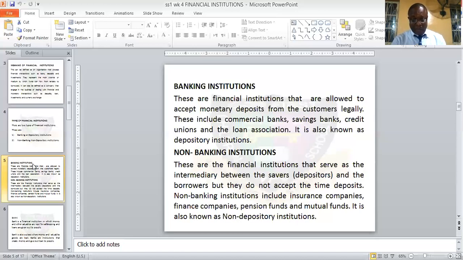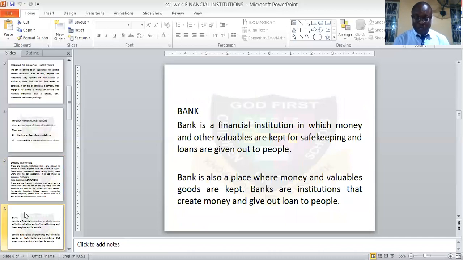As we look at non-banking, we have insurance companies, in case you want to insure your property against any type of risk, maybe fire insurance, life insurance or motor vehicle insurance. So these are the finance companies, pension funds, and mutual funds. These are the non-banking institutions. They do not accept deposits from the customers. And there is what is called a relationship between the depositors and the borrowers. That's a mutual agreement between both of them, the depositors and the borrowers.